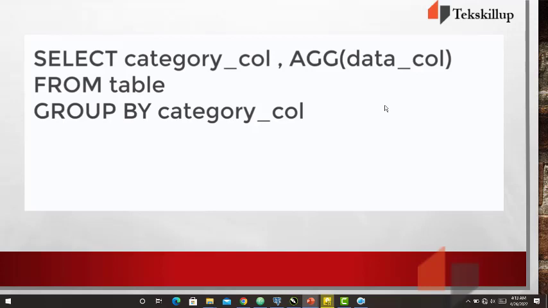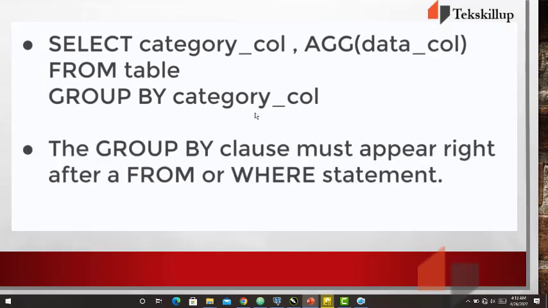Now, the syntax for when you want to apply the group by clause, this is the syntax for it. You select a category column. Remember, you need to include the category column when you are selecting it, right? And then you apply the aggregate function here to a data column from a table, and then you apply the group by. Remember, when you are using the group by, you do not need to include the aggregate functions in the group by. You only need to include the categories column, all right?